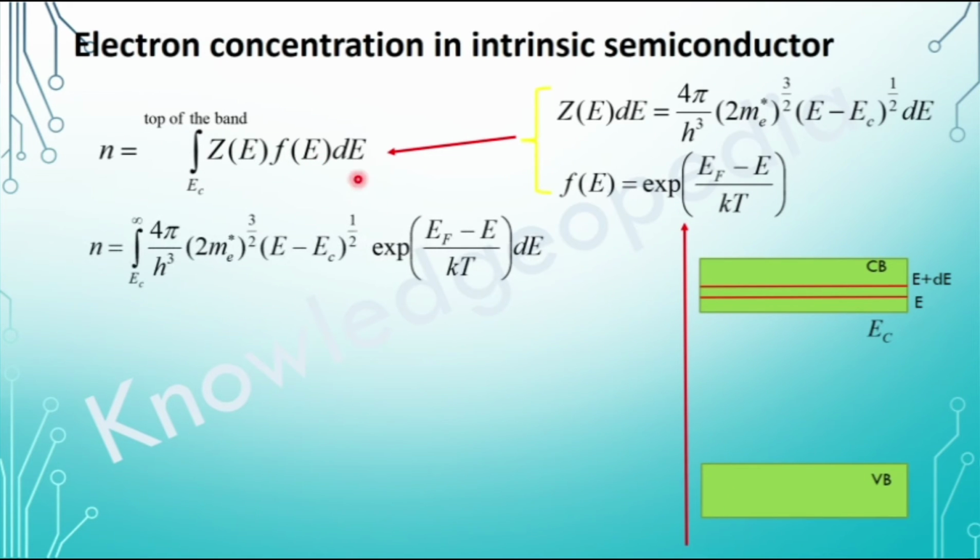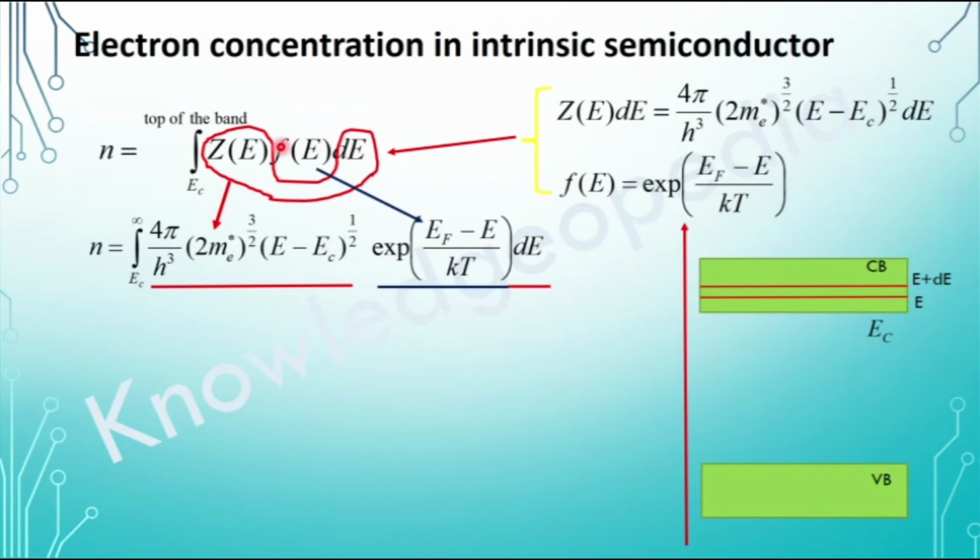After substituting, what will we get? This Z of E dE is this red portion, 4 pi by h cube, 2m star to the power 3 by 2, E minus EC to the power half dE. And what is f of E? F of E is this one, that is exponential of (EF minus E) by kT. And here you can see the limits of the integration: the lower limit is EC and the upper limit, which is the top of the band, I have changed to infinity because going up to infinity will definitely cover all the bands available above EC.